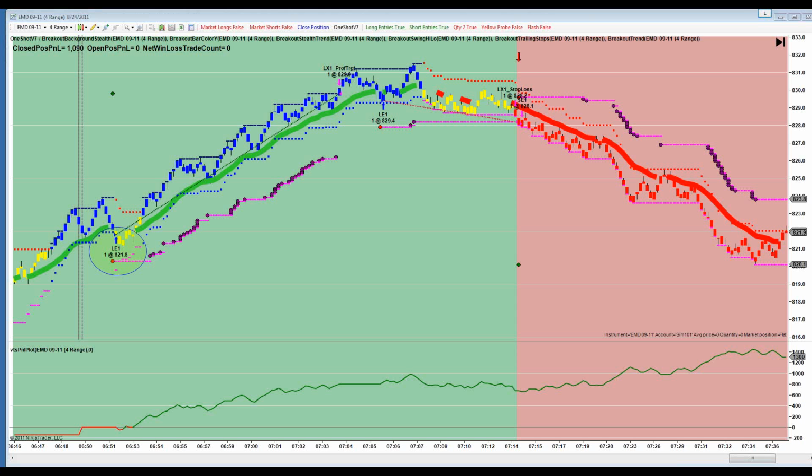This is the auto trader. Takes one contract, 15 tick initial stop, so your initial risk is $150. That's right, probe trade, yellow bar probe trade. That's precisely what it was.